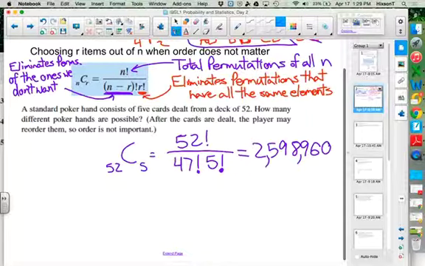So almost 2.6 million different hands. What are the chances? There's only 4 ways to get a royal flush, so that's why it's so rare. A royal flush is 10 through ace all in the same suit. So there's only 4 ways to do that out of 2.6 million, so your chances aren't really good.